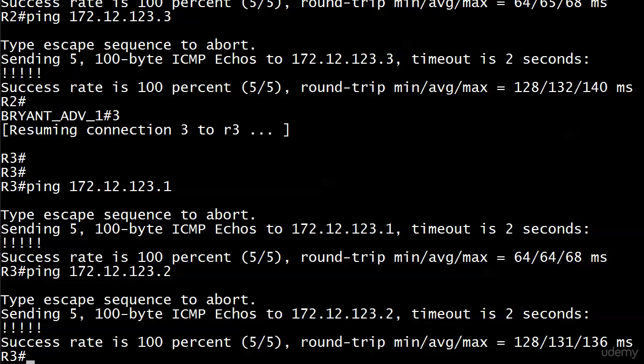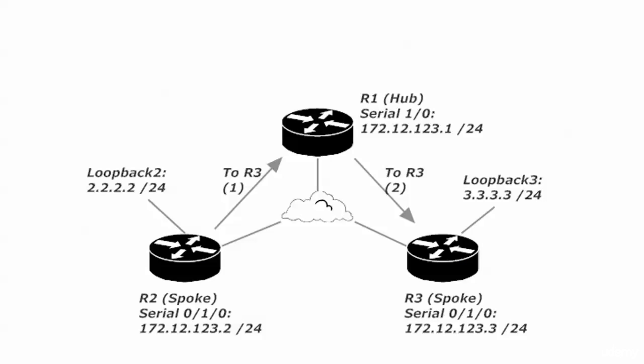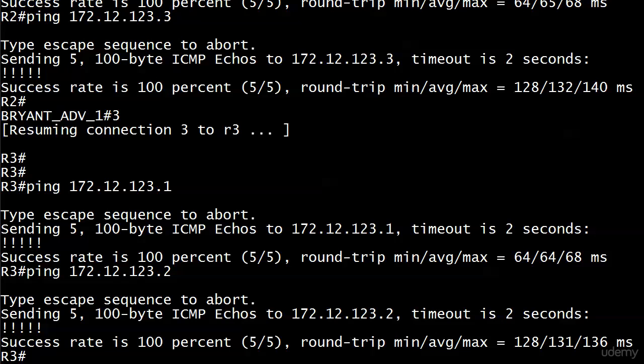So now that we've gotten to this point, how about some loopback pinging? Let's go back over to our network. And we could ping 2 to 3 or 3 to 2, really doesn't matter. Let's go over to router 2 and we will try to ping. Actually, let's go to router 3. We're already there. We're over on router 3. Let's send some pings over to 2.2.2.2 and see what happens.